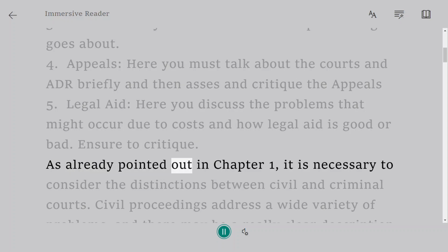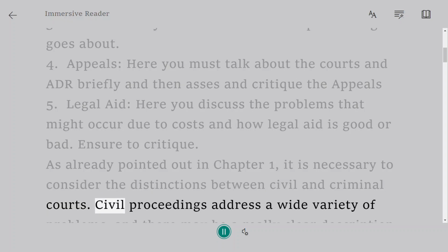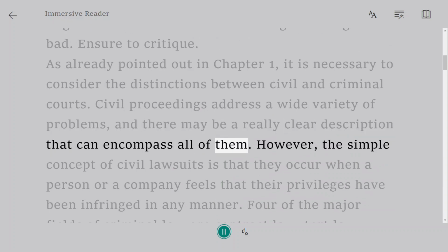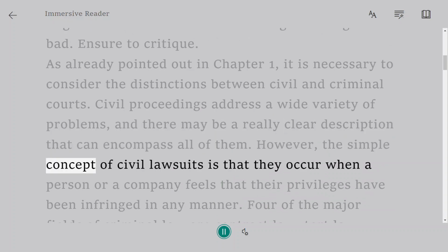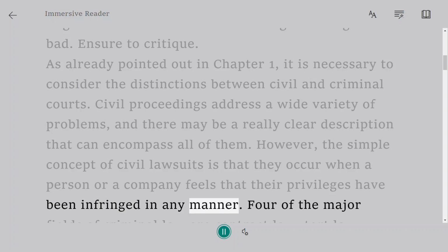As already pointed out in Chapter 1, it is necessary to consider the distinctions between civil and criminal courts. Civil proceedings address a wide variety of problems, and there may not be a really clear description that can encompass all of them. However, the simple concept of civil lawsuits is that they occur when a person or a company feels that their rights have been infringed in any manner.